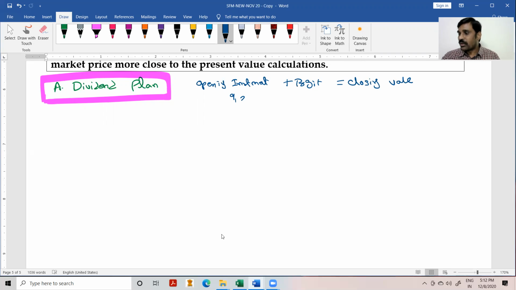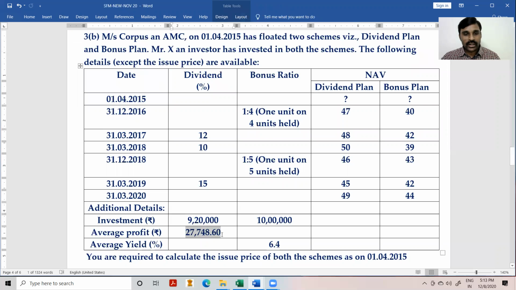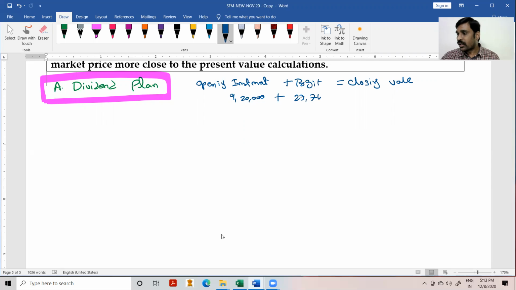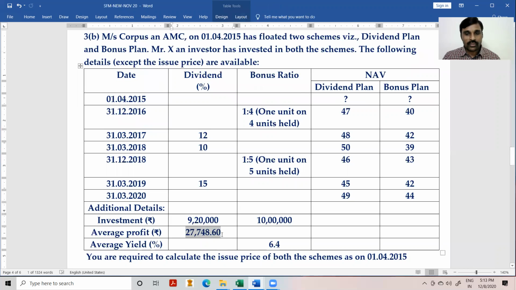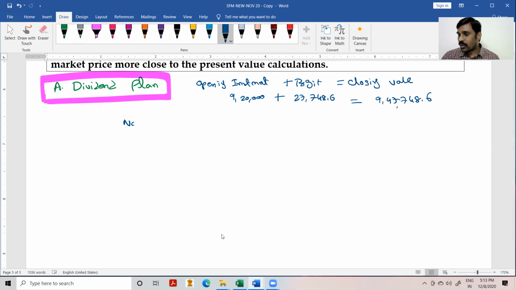So opening investment we have 9,20,000, plus profit 27,748.6. Closing value is 9,47,748.6. Now, what is the number of units on 31st March 2020?